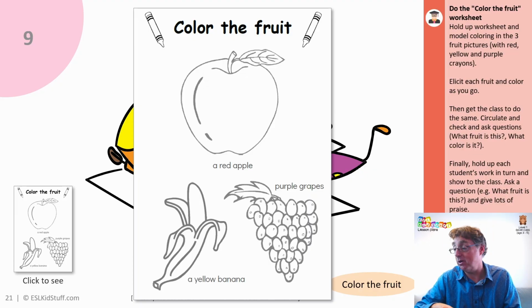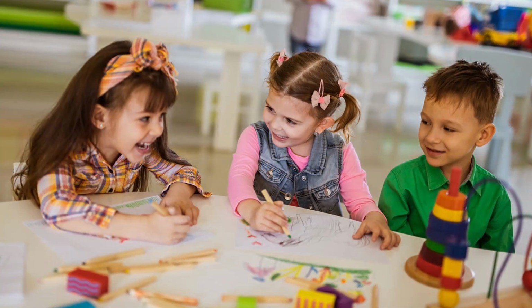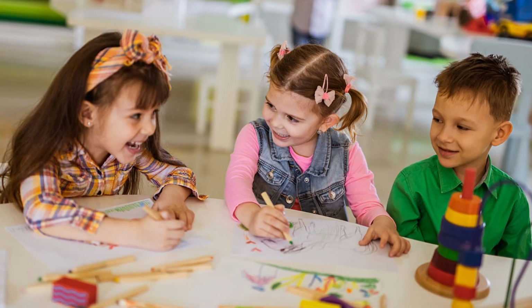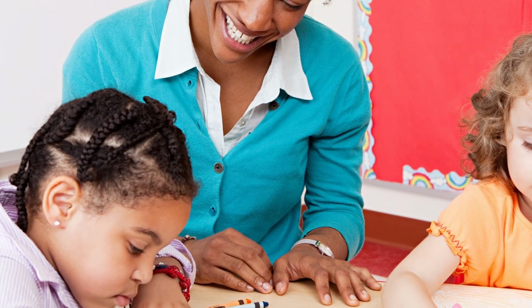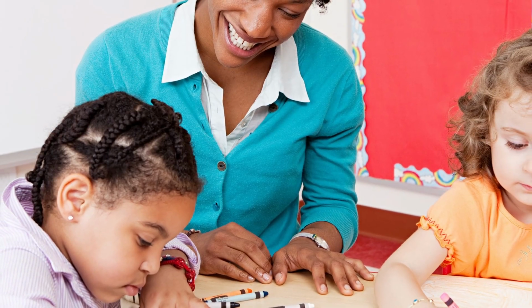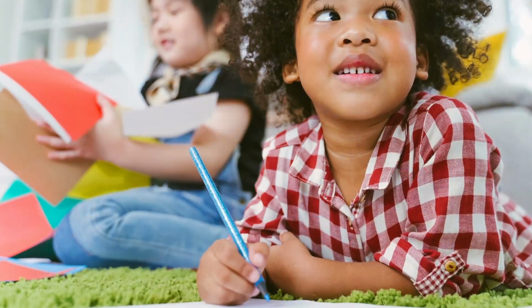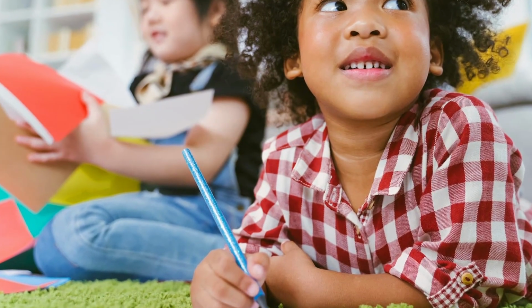Then give out a worksheet to each student and let them start with the activity of colouring in the different fruits. You can help them as they're doing so and ask them lots of questions as they're doing it. So you walk around and say, "Oh, what colour is that?" As they're colouring in, "Yellow." "Oh, and what fruit is it?" "Banana." Very good. Good job.